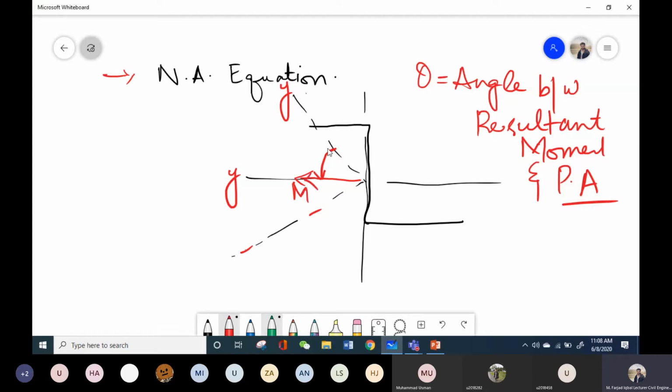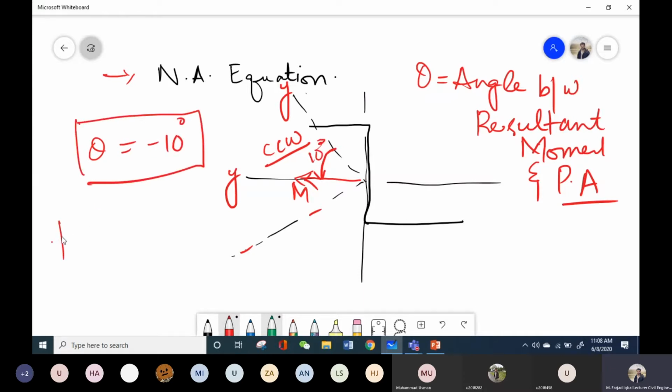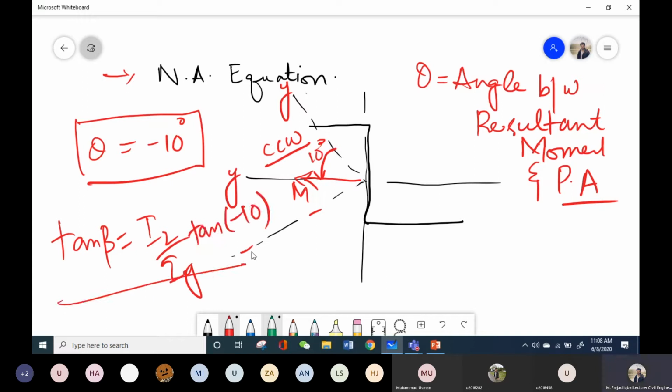Now if you see in this figure, this angle is counterclockwise. So what should be the sign with this angle? Let's say this angle is 10 degrees. So I have to put in the negative sign, and when I apply this equation of tan beta, I have to put tan of negative 10. So is there any confusion or any other question about this angle?